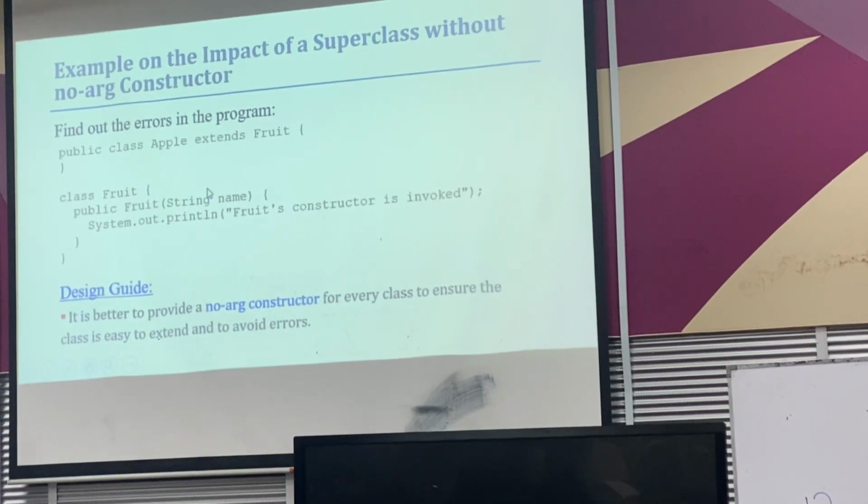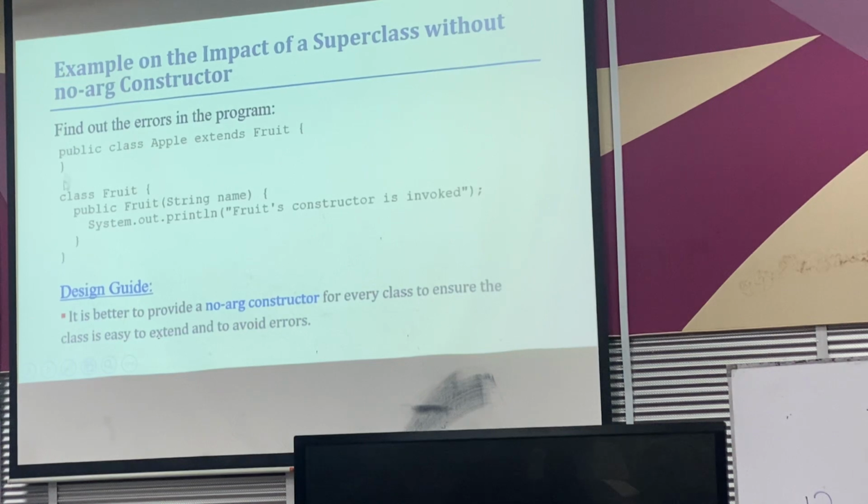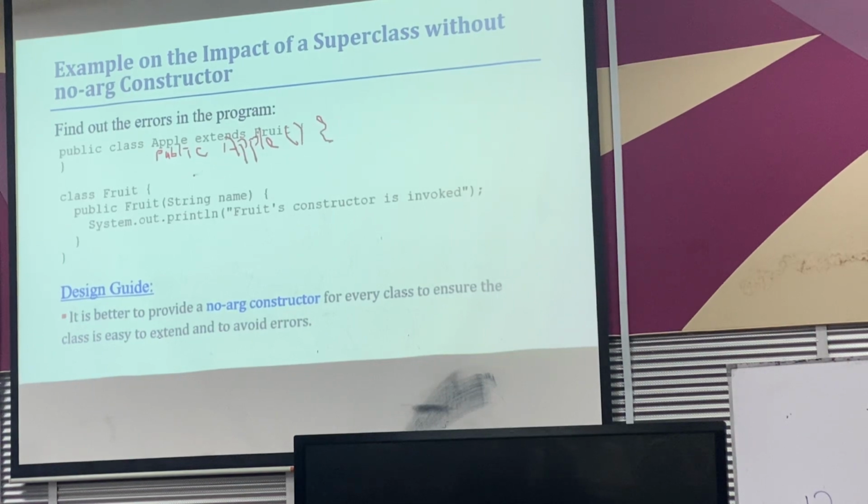Okay, what happened here? If I try to run or compile this program, do you get any compilation error? This one? Yes, sir. Public class Apple, I do not have a constructor inside here. Okay, so by default, it will add in one constructor for me. It will add in a constructor, public Apple, opening bracket, closing bracket.